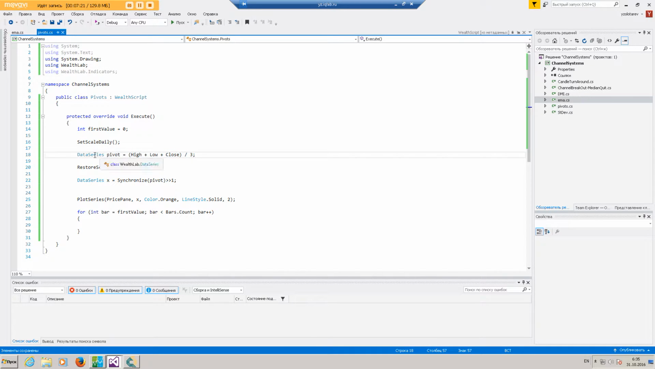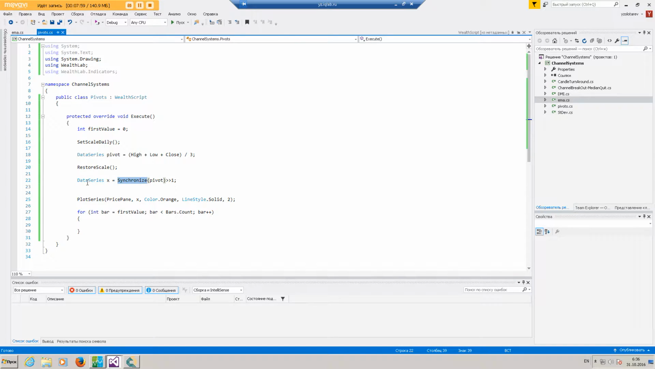And so this object is going to have the count inside of it, the number of bars that was there on the daily frame, right? Okay, so then we restore the scale and we go intraday, and that's why Wealth Lab gave us a mistake. The number of objects that we were trying to plot, the pivot, did not match the number of bars that we have intraday. So you have to use this function called synchronize.